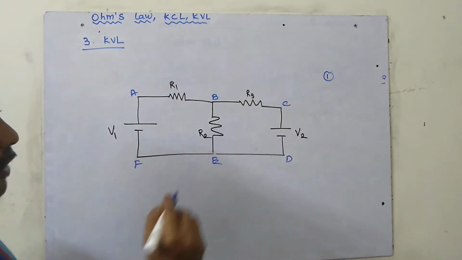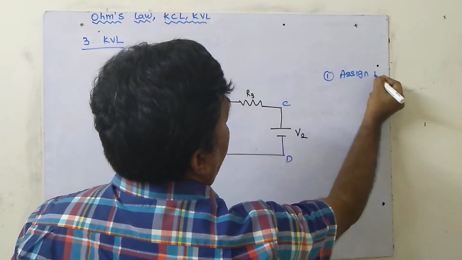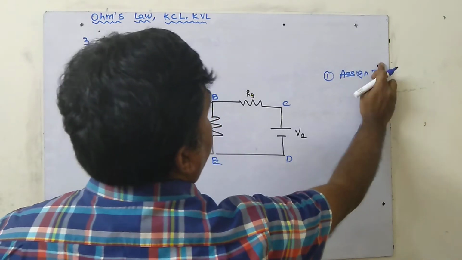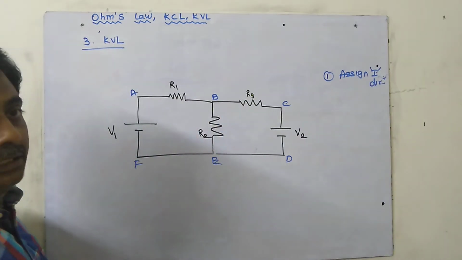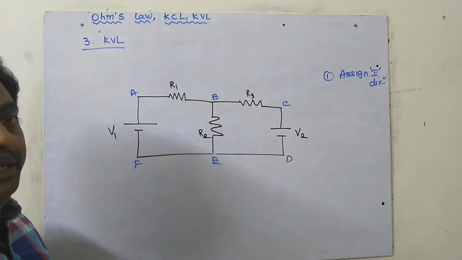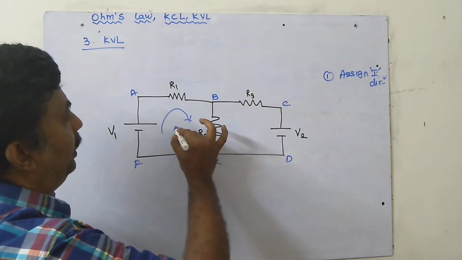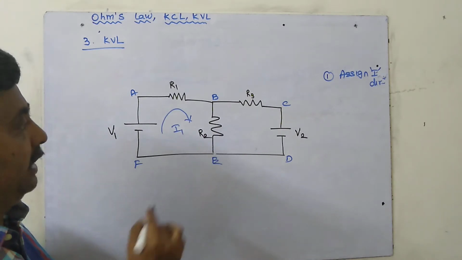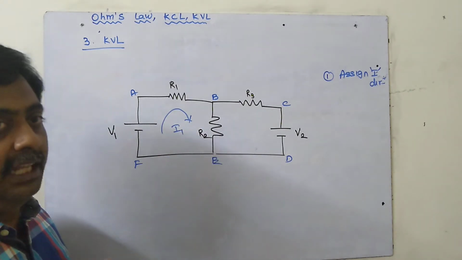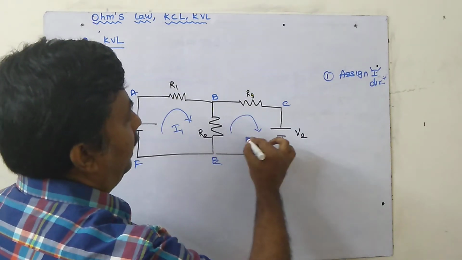First thing what we have to do, assign current direction. How to assign current direction? Always assume in clockwise direction. That will be easy. Here I am assuming the current will be flowing in this direction. This is only an assumption, not the accurate direction. If I get the result in positive, then my current direction is correct. Similarly, here I am assuming anti-clockwise direction.